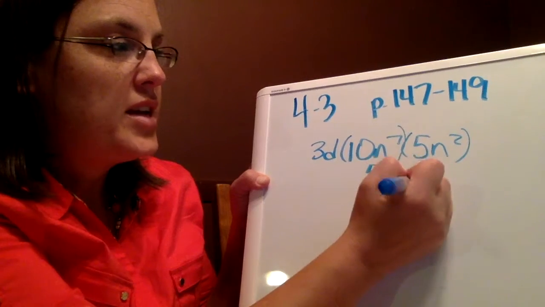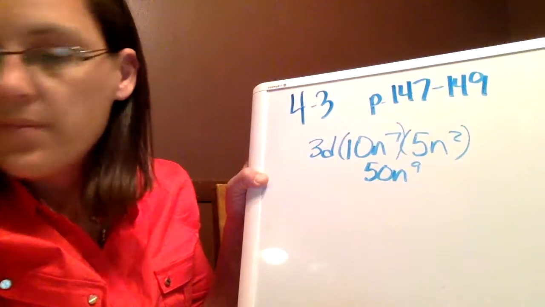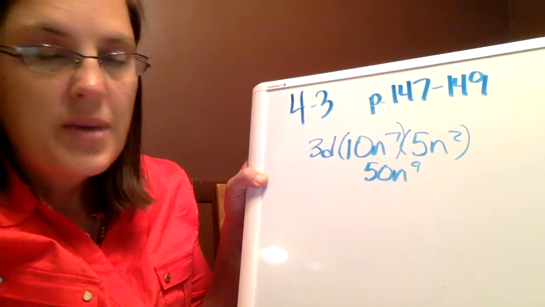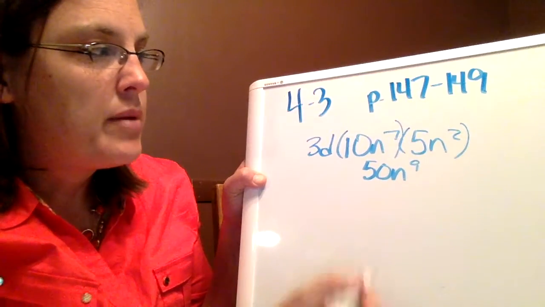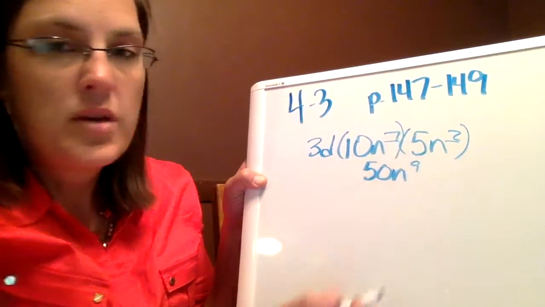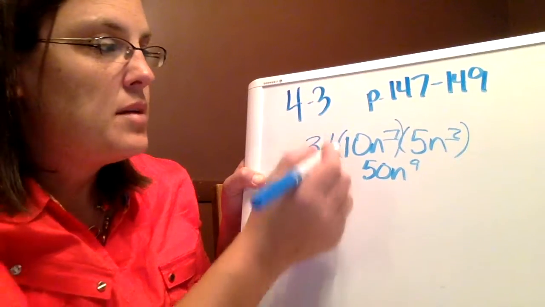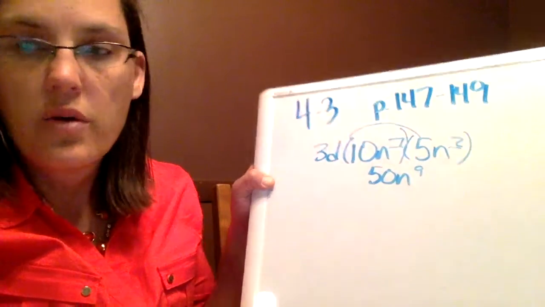Hopefully you got 50n to the 9th. Okay? Just pay attention to negatives and again, take your time in remembering that when you're multiplying, you can add those exponents, but you can multiply the coefficients. That was example 3, and then we're moving on to quotient power properties.